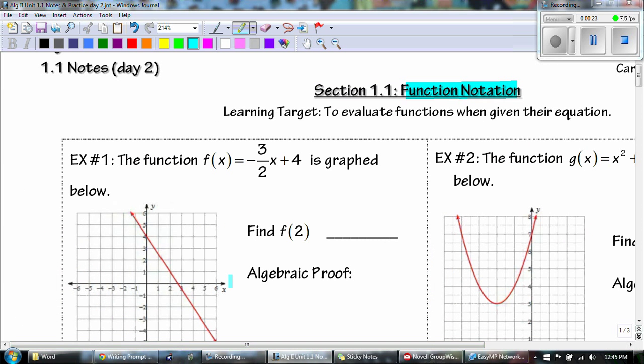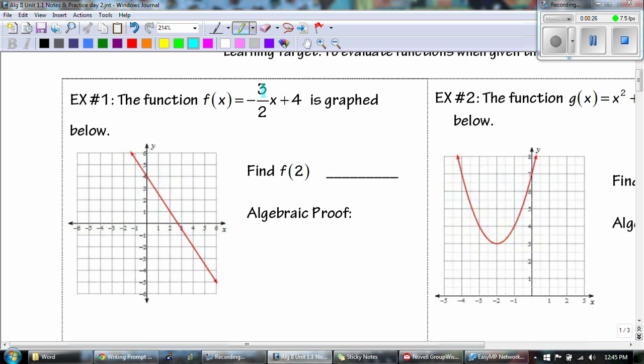Example number 1. The function f of x equals negative 3 over 2x plus 4 is graphed below. Find f of 2. So before we talked about how, well, this is the x, I need to know what the y is, okay? So when x is 2, here's x, here's 2, there's my point. Well, that's the point 2 comma 1, so that means my answer is 1. And congratulations, you're right. But now we're asking for algebraic proof.